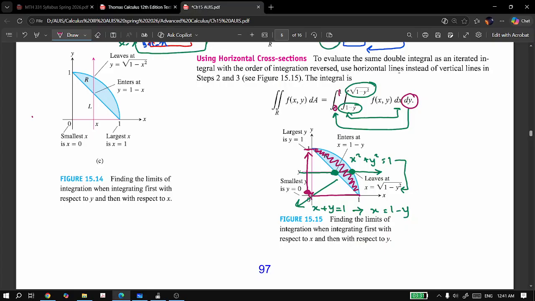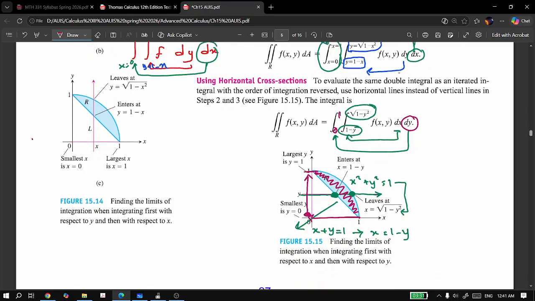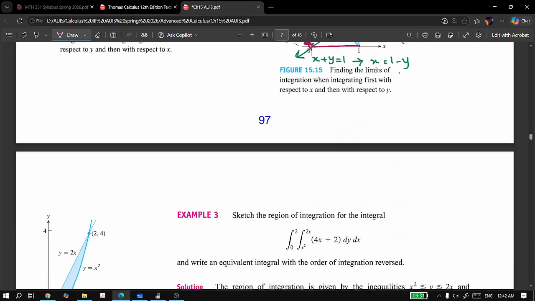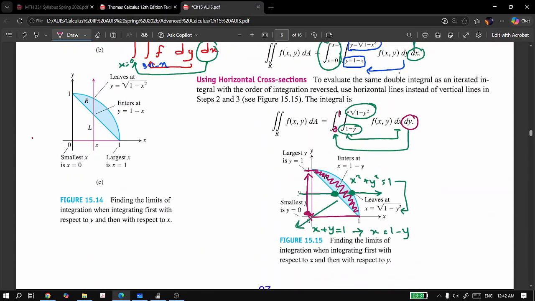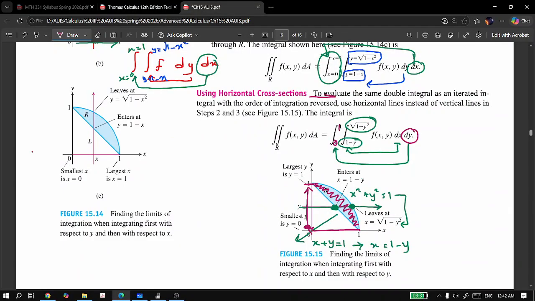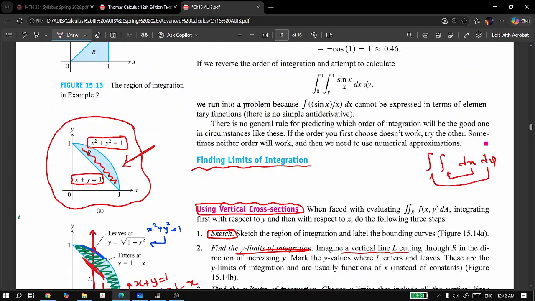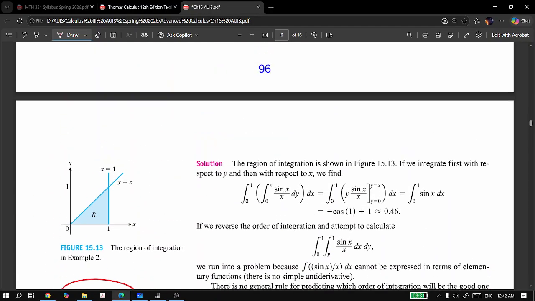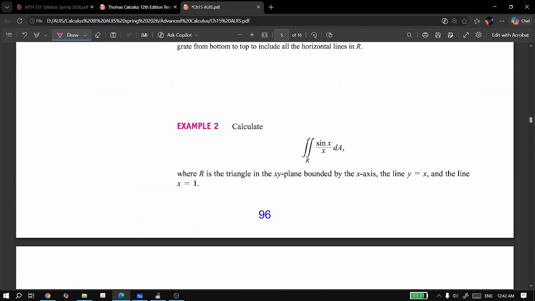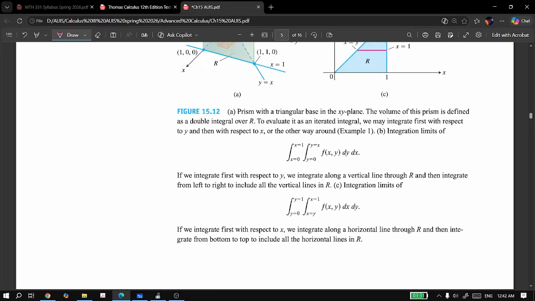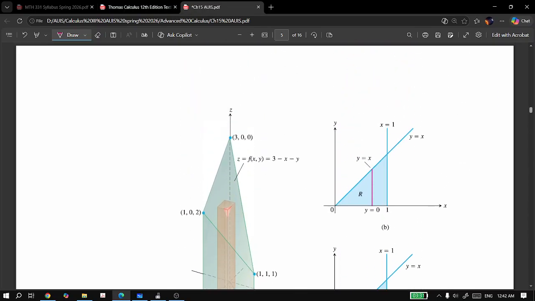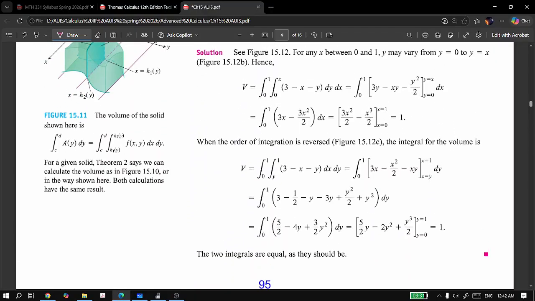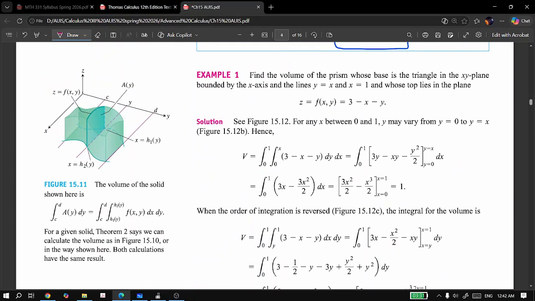Of course, these things become clear. Here the steps are written, and here it's talking about how to use the horizontal cross section. And of course, these steps will be clear when we are doing an example, when we are evaluating an integral.